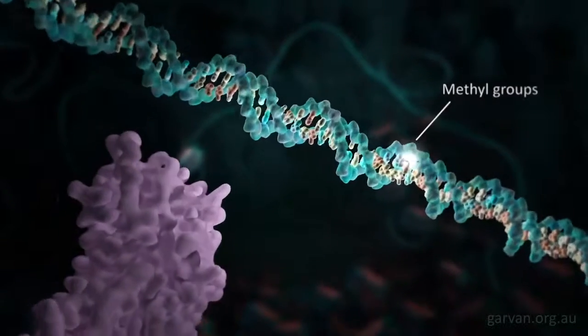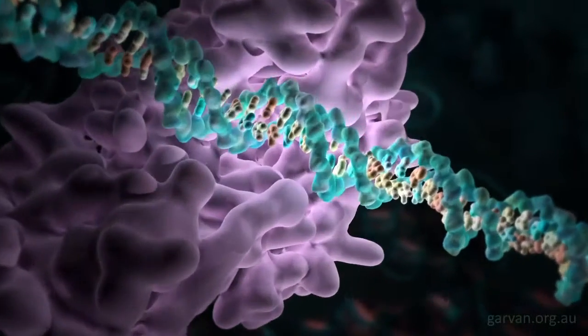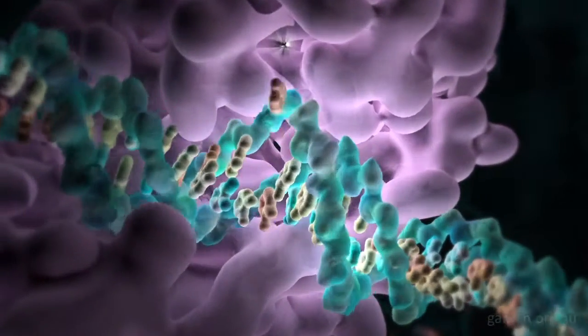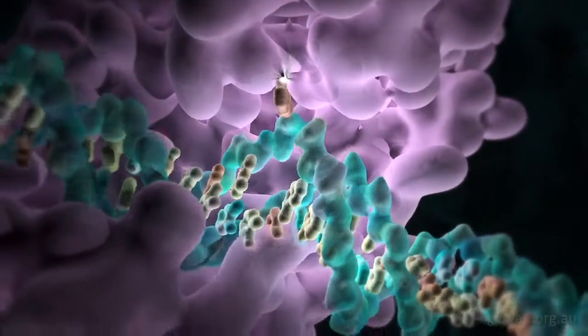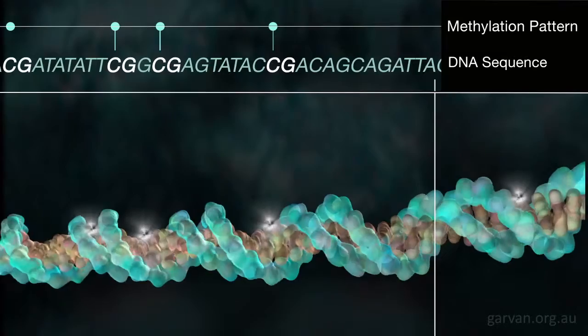as bright particles. Here the enzyme DNMT attaches to the DNA and a methyl group is transferred to a cytosine base that has rotated out from the DNA strand. This process, called methylation, mainly occurs where cytosine is followed by guanine, or CpG sites.